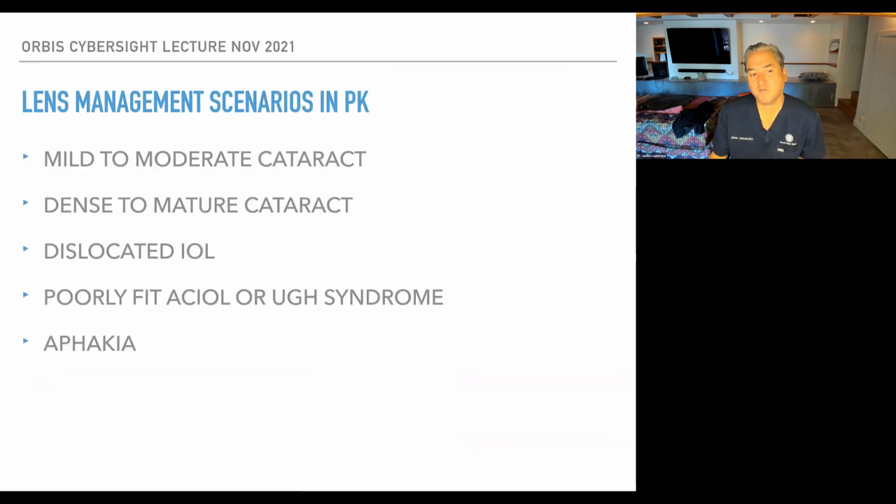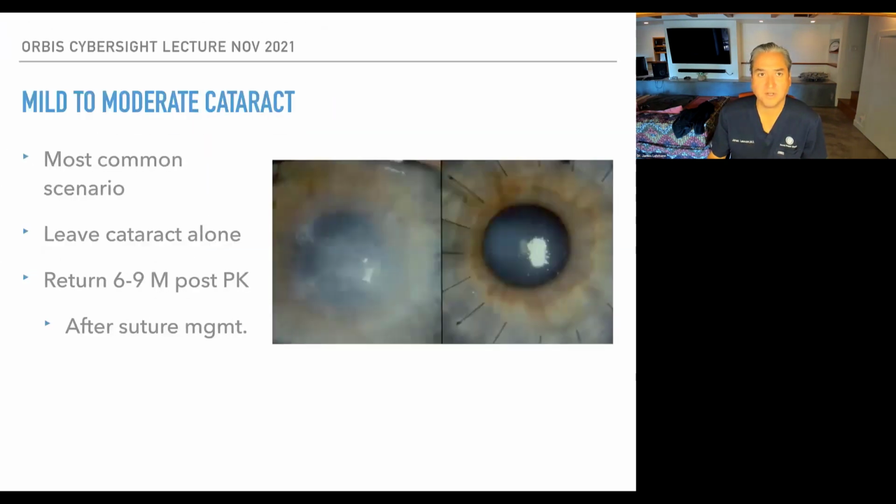So there's kind of 5 scenarios that I thought about in my mind. There's a mild to moderate cataract. There's a dense to mature cataract. There's a dislocated IOL. There's a poorly fit ACIOL, and there's aphakia. So all of these situations require a little bit different approach.